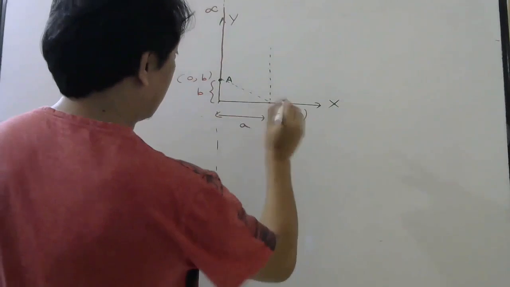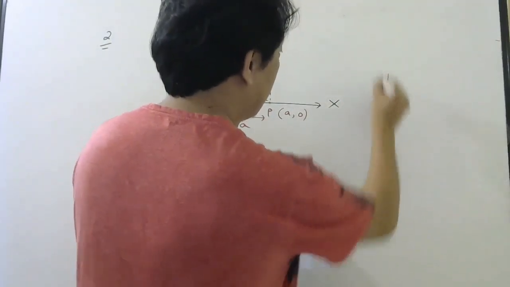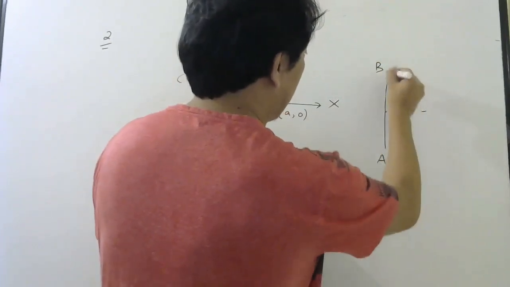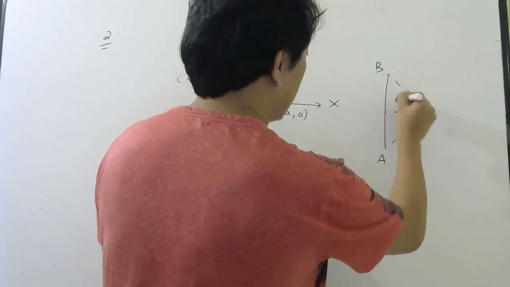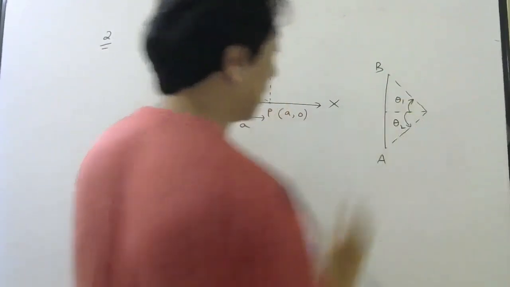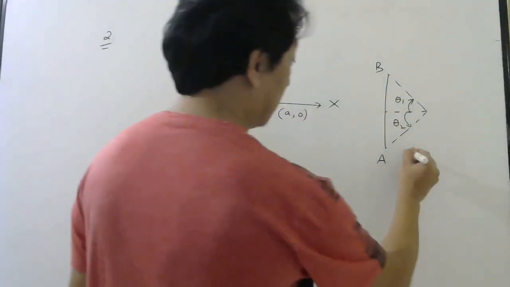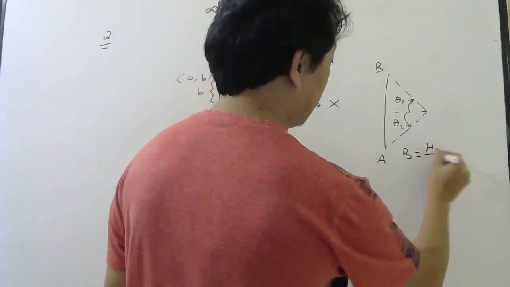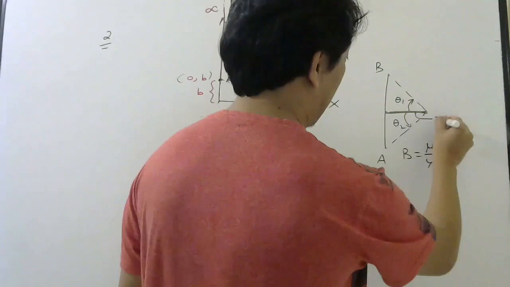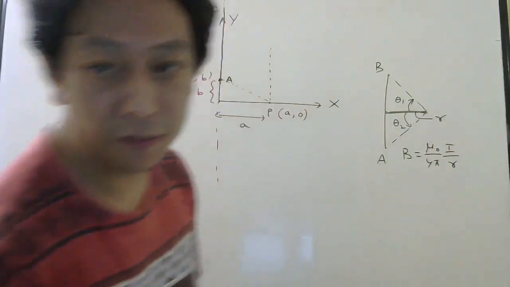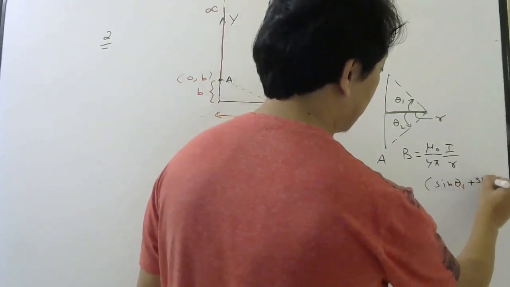Let us remember once, if this is how the wire is, A here, B here, and this is your line, then you have to draw these two lines. This was theta 1 and this was theta 2. Theta 2 was measured this way. Then I wrote the magnetic field formula as mu naught by 4 pi, I by the perpendicular distance, which is r or a, whatever you want to write, times sin theta 1 plus sin theta 2.